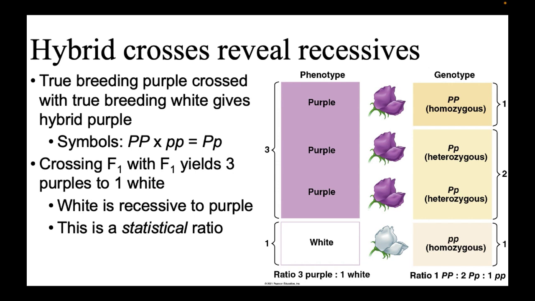How if I check 100 of them? Will it be 75 to 25? No, it will not be. How if I do 1,000 of them? Will it be 750 to 250? No, it won't be. It will be close, but it won't be.